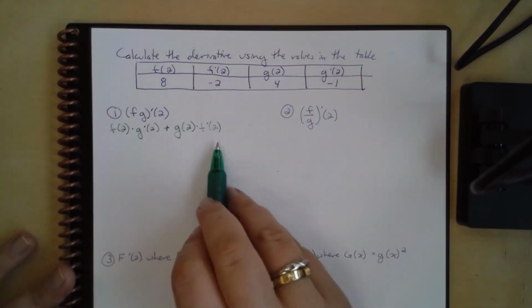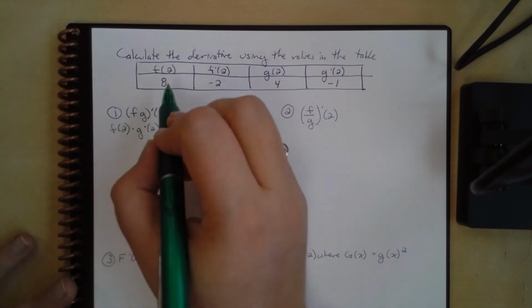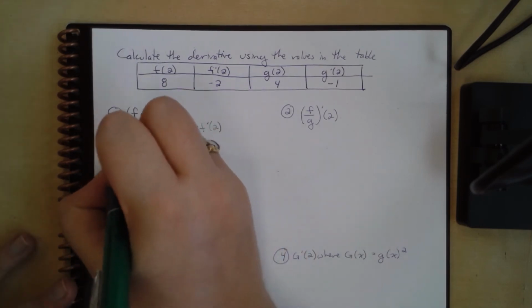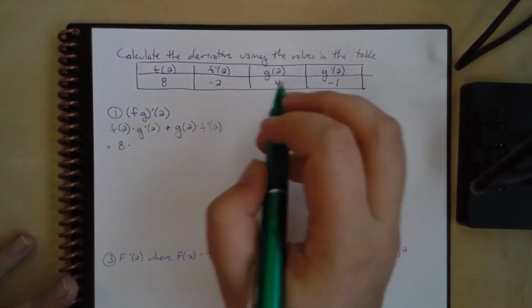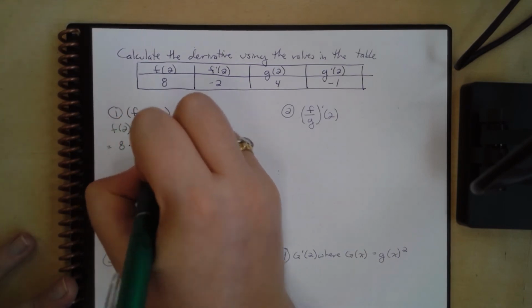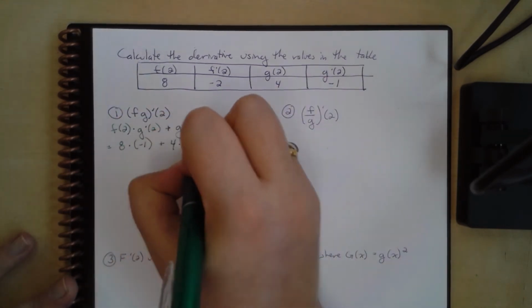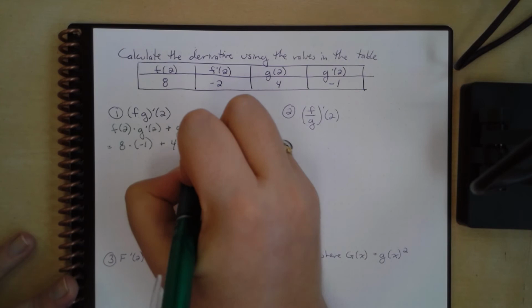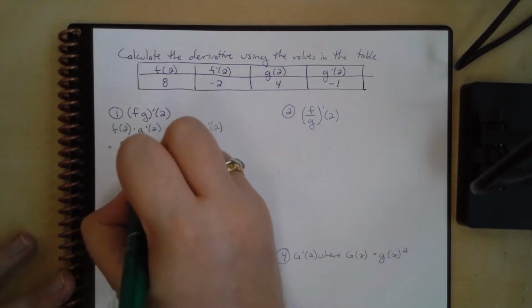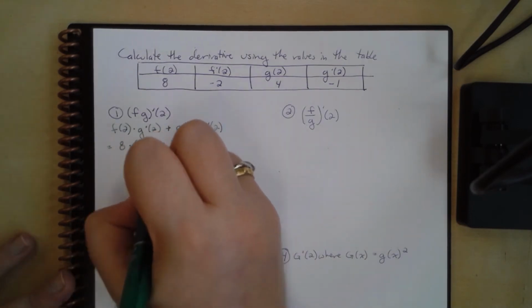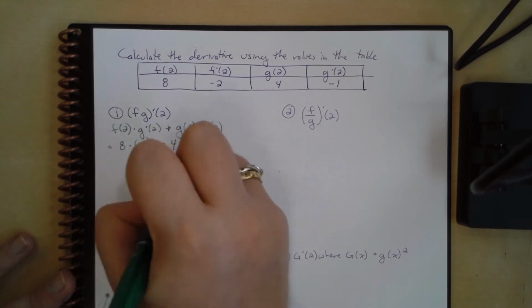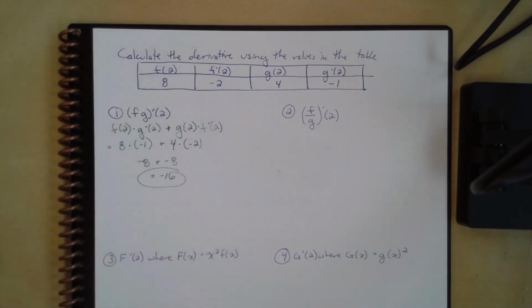And we actually have these values here in this table. So f of 2 is equal to 8. So this is all equal to 8 times g prime of 2 is negative 1, plus g of 2 is 4, times f prime of 2 is negative 2. So now I have negative 8 plus negative 8, which equals just negative 16. Good? Kind of fun to do?